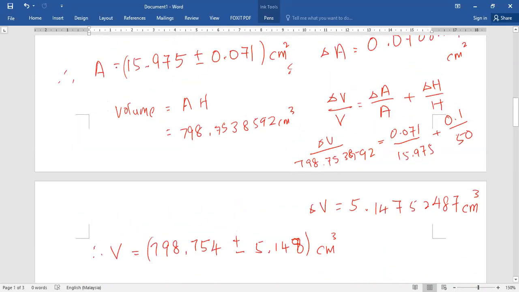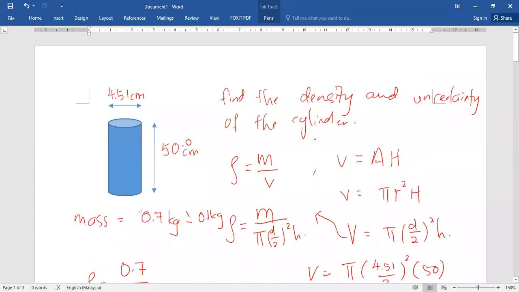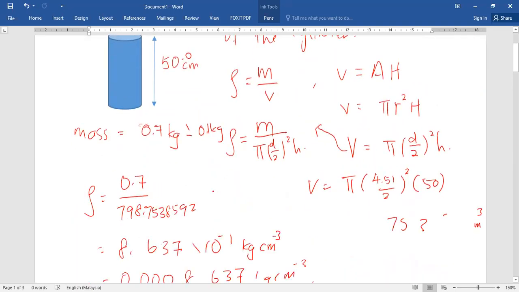Jangan beza sangat. According to the practical, kita 3, ada 2. Pengiraan kita dapat 3. Biasanya kita tambah 1 titik perpuluhan. Final answer nak tambah 1 lagi pun boleh, kalau tak remain pun boleh. Terpulang kepada awak. Maksimum tambah 2 lagi tempat perpuluhan. 3 also can, 4 also can. But 5 cannot. Too far already, too much already. Okay, get it?